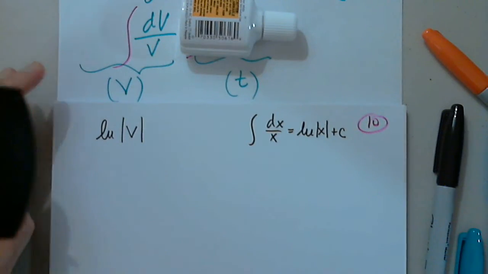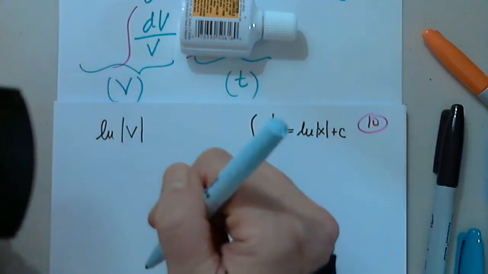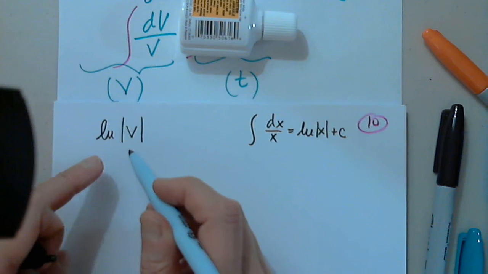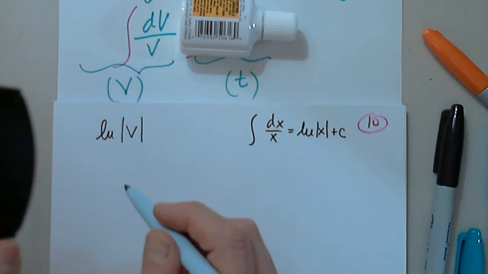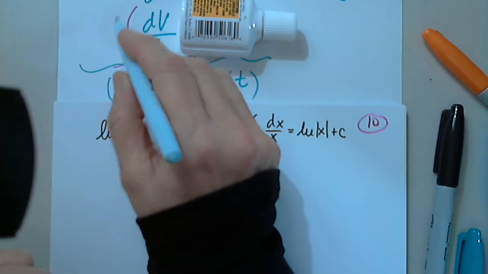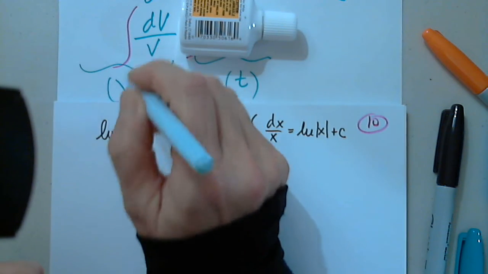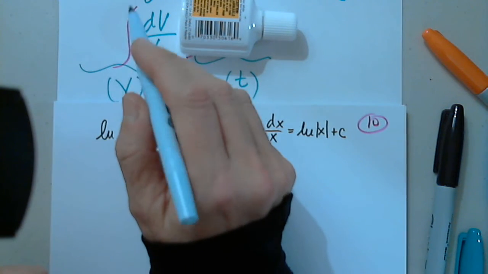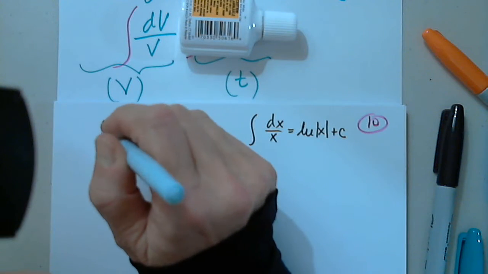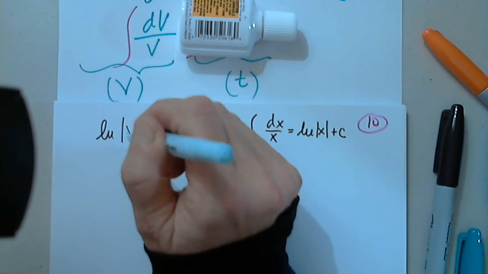Okay. Please stop me if it's not clear, because from this point on, this will play a big role in the differential equations. So the integral from dx over x is natural log of the absolute value of x. The integral from dv over v is natural log of the absolute value of v. We agree, yes?